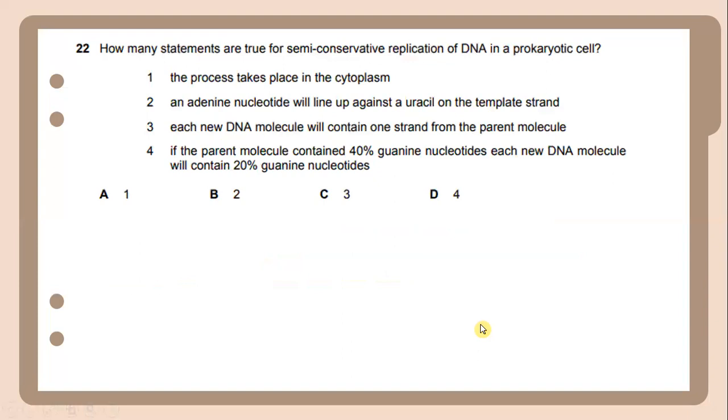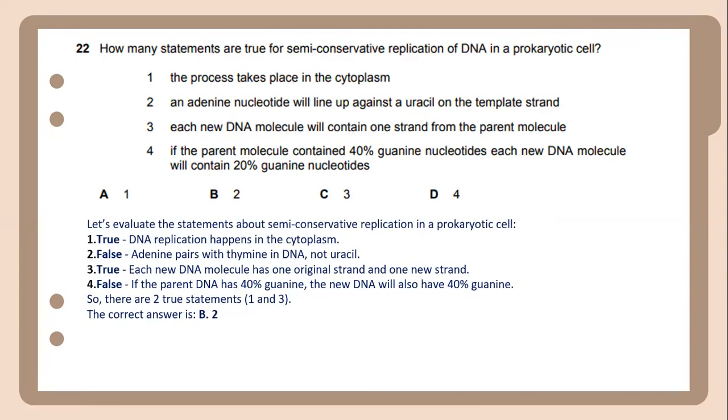Number 22, how many statements are true for semi-conservative replication of DNA in prokaryotic cells? Let's evaluate the statements. The process takes place in the cytoplasm. This is true because DNA replication happens in the cytoplasm. An adenine nucleotide will line up against a uracil on the template strand. This is false because adenine pairs with thymine in DNA, not uracil.